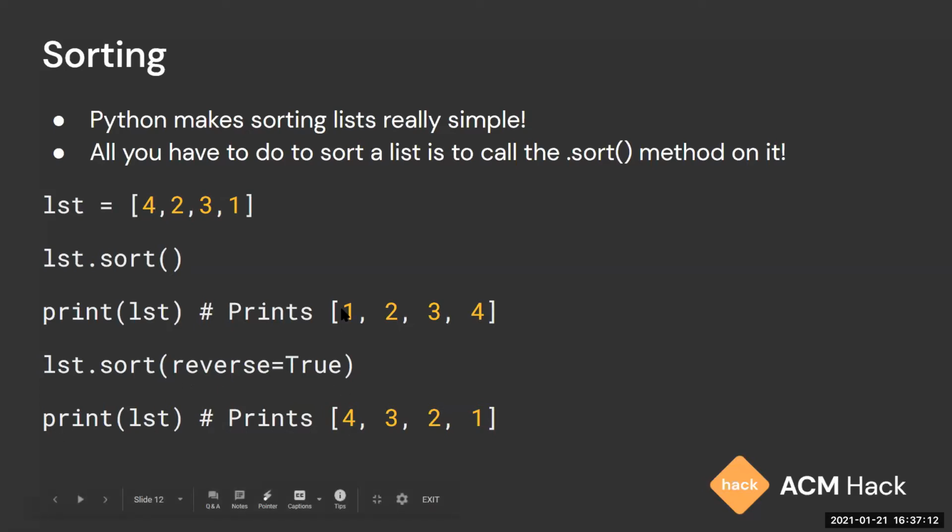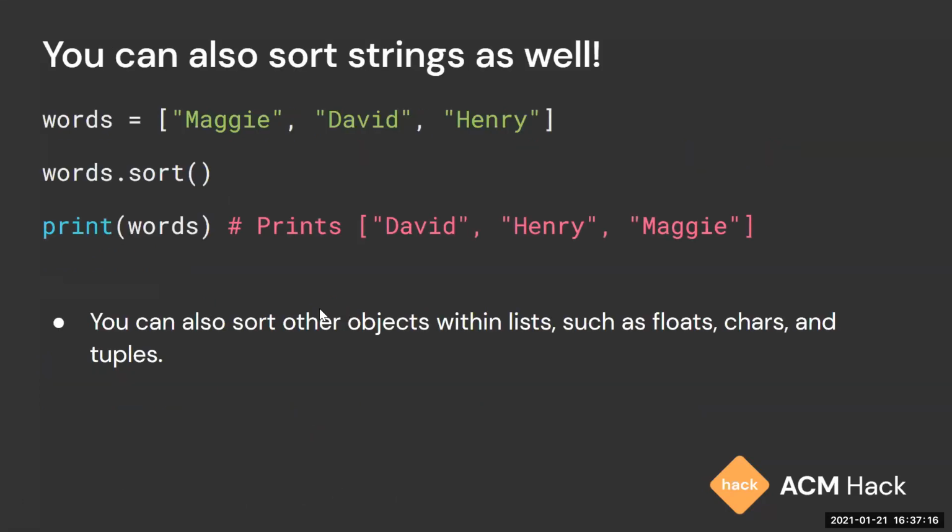sort in descending order. And not only can we sort numbers, we can also sort strings, in default it's alphabetical order, and other objects such as floats and chars and tuples. So this is a very powerful tool. So make sure to check out the amazing methods that Python provides for each type. It can be really useful and save a lot of time working. So moving on to other data types.